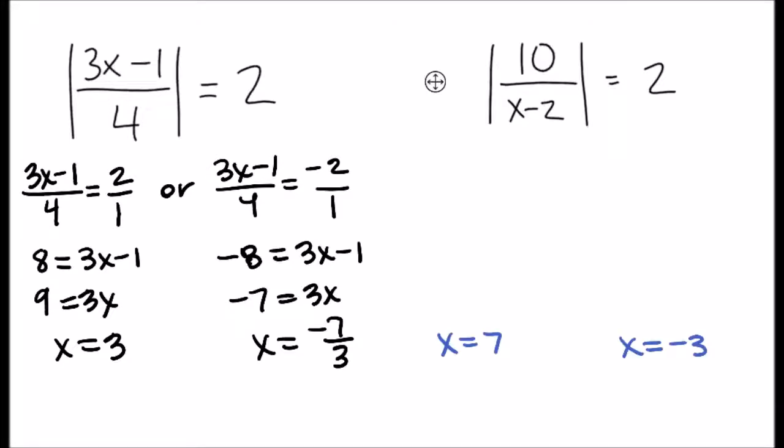All right, so there you go. You can see I got answers of negative 3 and 7. And if you're interested in seeing how I got that, I'll put the work up right now.